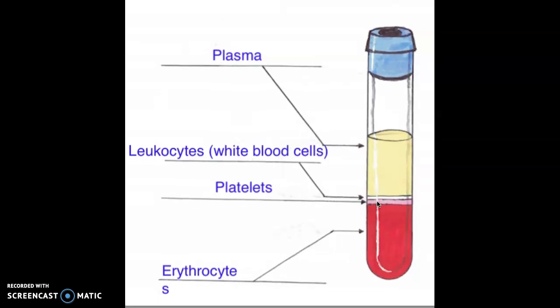And last but not least, we have the erythrocytes right down here. More easily pronounced and easily said, they're the red blood cells. And simply put, their function is to carry oxygen away from the lungs to the rest of the body and carry carbon dioxide from the rest of the body back to the lungs to be expelled.